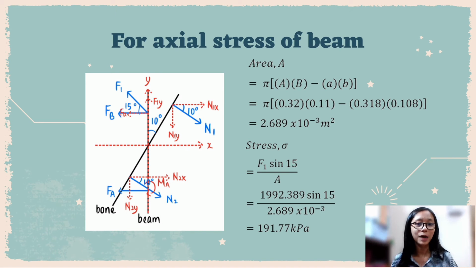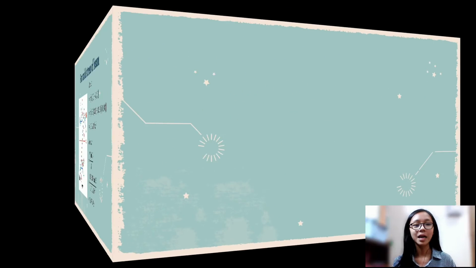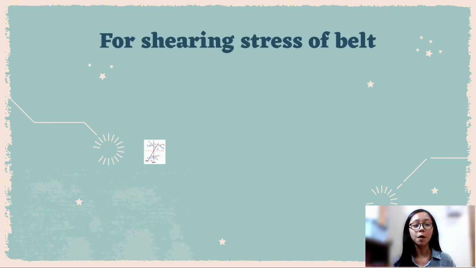The stress value was set too high, as the spine can withstand about hundreds of kilograms of pressure and can only support compressive loads of thousands of Newtons while walking and standing. Too much stress exerted will cause fracture at the bone. Next, we determine the shearing stress of the belt.